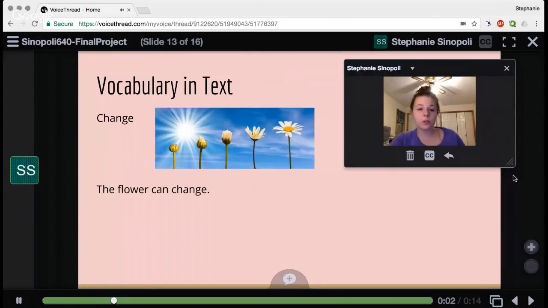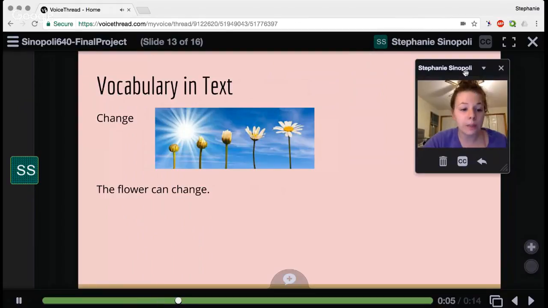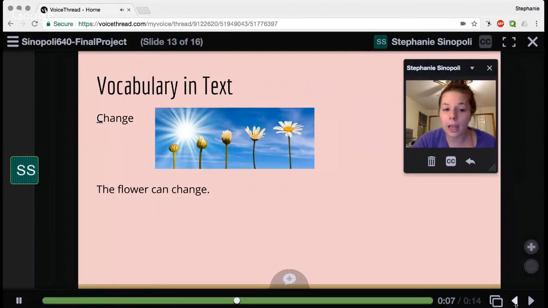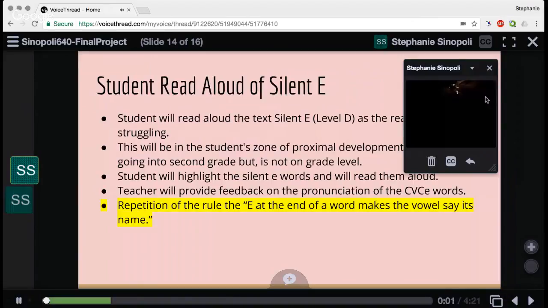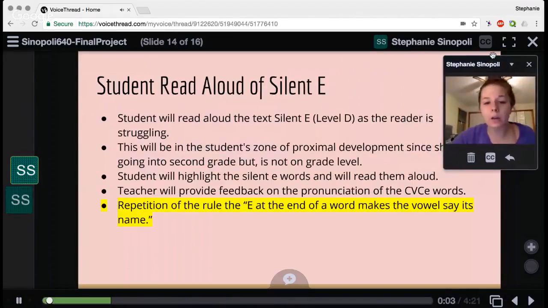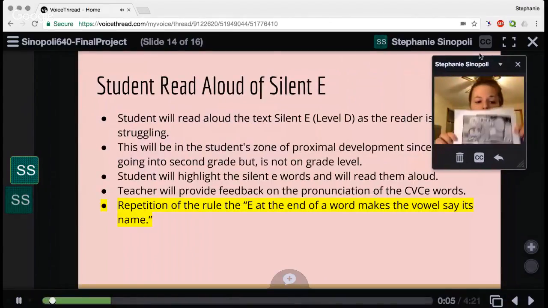Before we start, there is one vocabulary word that we'll be using. I'm not sure if you know it. The word is change. That's the vocabulary we're going to be using. Do you see how the flower is changing? Okay. So now Karen would read aloud the silent E for this book.